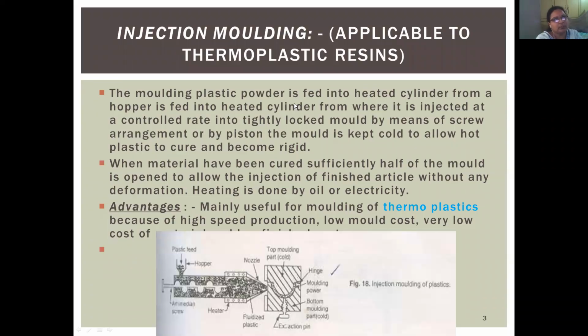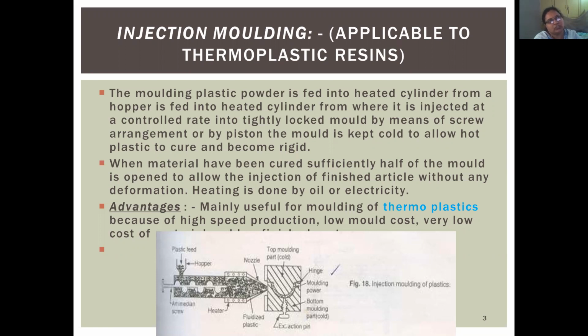The molding plastic powder is fed into the cylinder from a hopper, and the cylinder is heated. From there it is injected at a controlled rate into the tightly locked mold by means of a screw arrangement or by piston. The mold is kept cold to allow hot plastic to cure and become rigid.